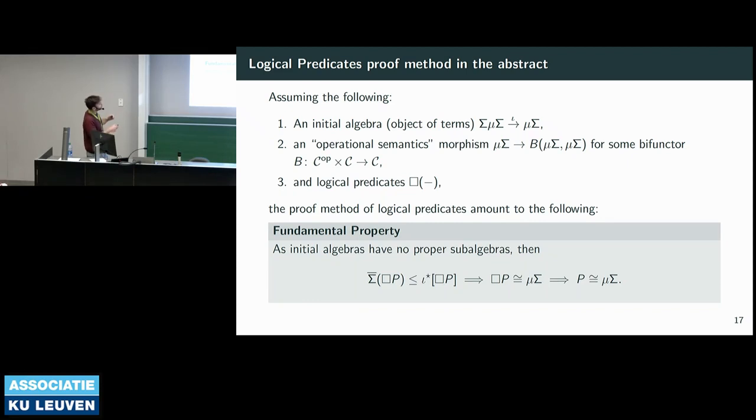If you have now an initial algebra, then for operational semantics and logical predicates, what people define as the fundamental property, and this is true also for relations, is that initial algebras have no proper subalgebras. Thus, if your logical predicate is an algebraic invariant, that's how they call it, for relations congruences, so if you have congruences on the predicate level, then square P is isomorphic to mu sigma, your terms. So all of mu sigma satisfies square P, all terms satisfy square P. That's the fundamental property. Also P, right? Because square P implies P.